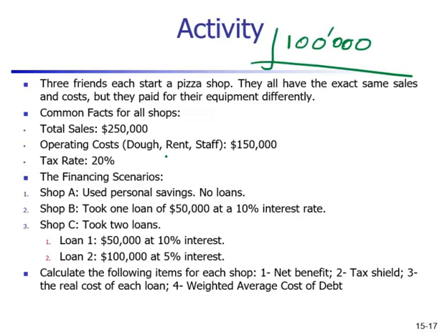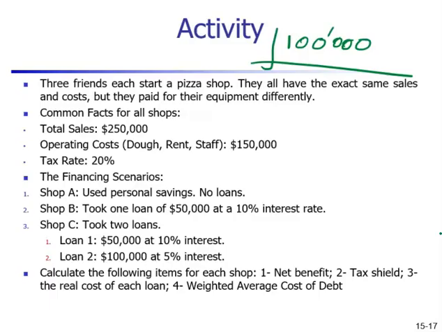About net benefit, it would be for all of them. And net benefit is not operating benefit. It is the net benefit you get after deducting tax and interest from operating benefit. Tax shield is the amount of saving, the reduction you get in your tax payment, because of some tax deductible expenses that you had. So for Shop A, we don't have any tax shield.